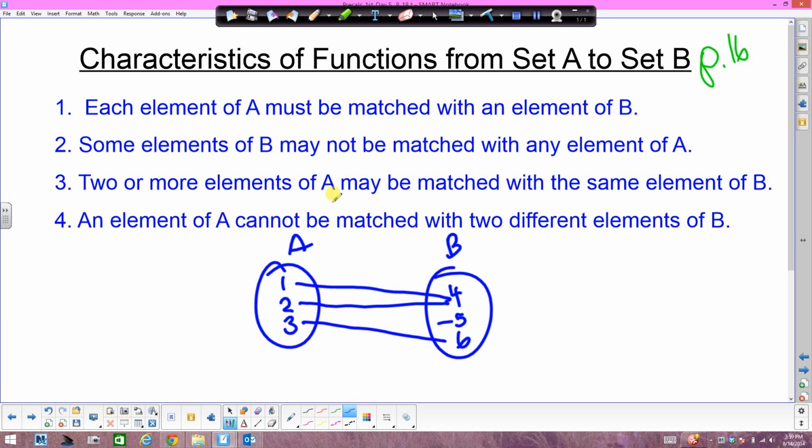2 or more elements of A may be matched with the same element of B, like we have here. 1 and 2 are both going to 4. An element of A cannot be matched with 2 different elements of B. So we could not have 1 going to -5 also, or that would not be a function.